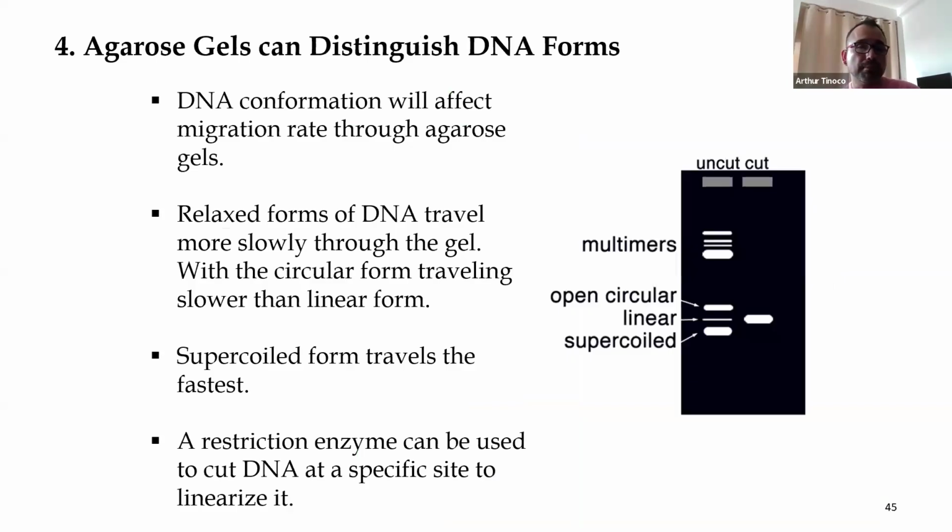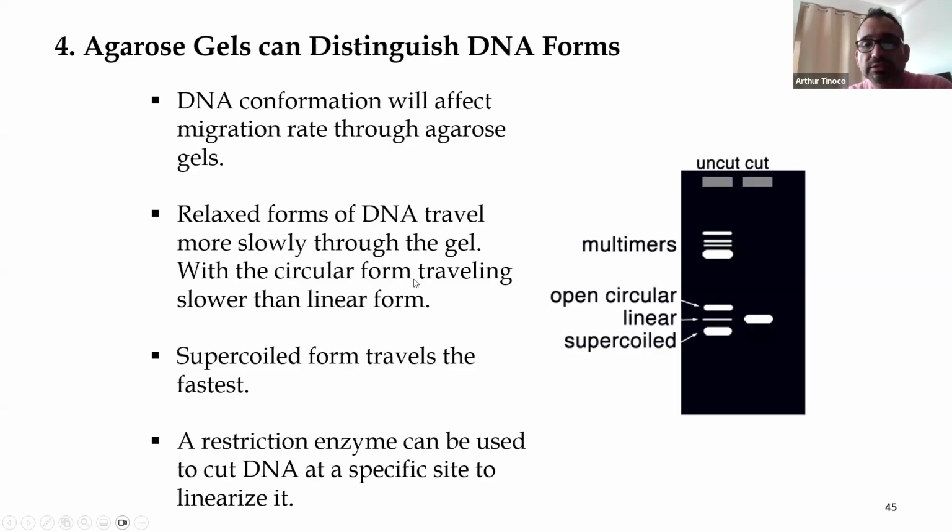Another really important thing, which I made a reference to, is that it also gives a little bit of perspective about the forms of a particular DNA that you're focusing on. DNA conformation will affect the migration rate through the agarose gel. We already mentioned that one thing that can affect the rate is how many base pairs the DNA has. Smaller goes faster, and bigger goes slower. Relaxed forms of DNA travel more slowly through the gel, with the circular form traveling slower than the linear form.